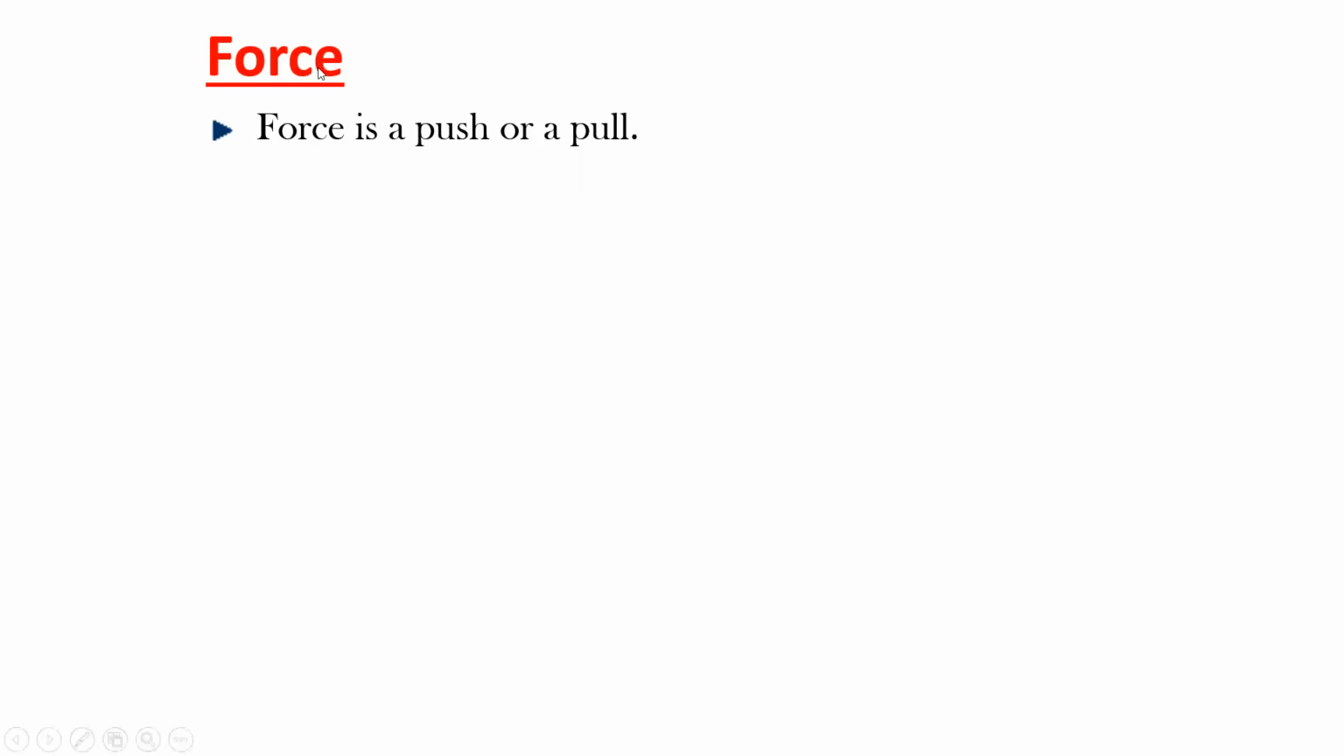For example, if a box is resting on the ground, and you are applying force on the object, we call that a push. But if you apply force away from the object, then we call that a pull. So this will be pull and here it is push. So force is basically a push or a pull.